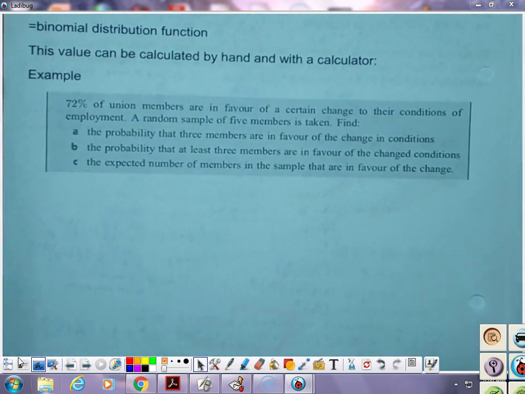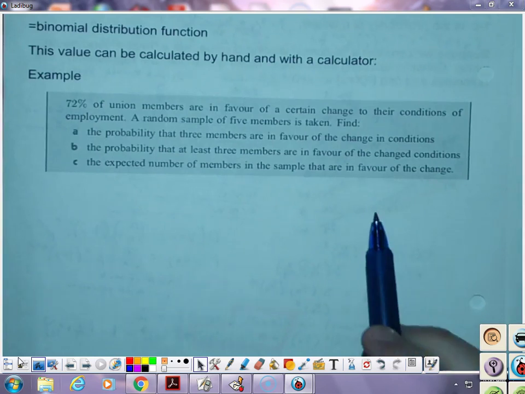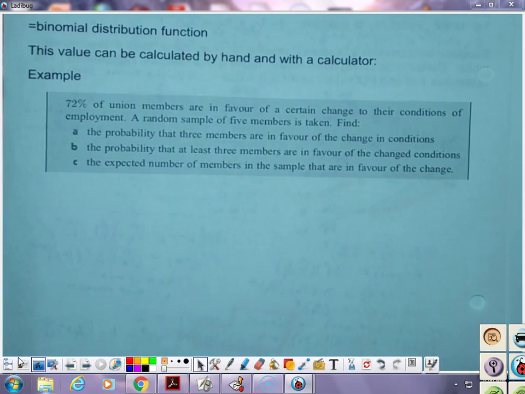72% of union members are in favor of a certain change to their conditions of employment. A random sample of 5 members is taken. Find A, the probability that 3 members are in favor of the change in conditions. So we're going to do A first.